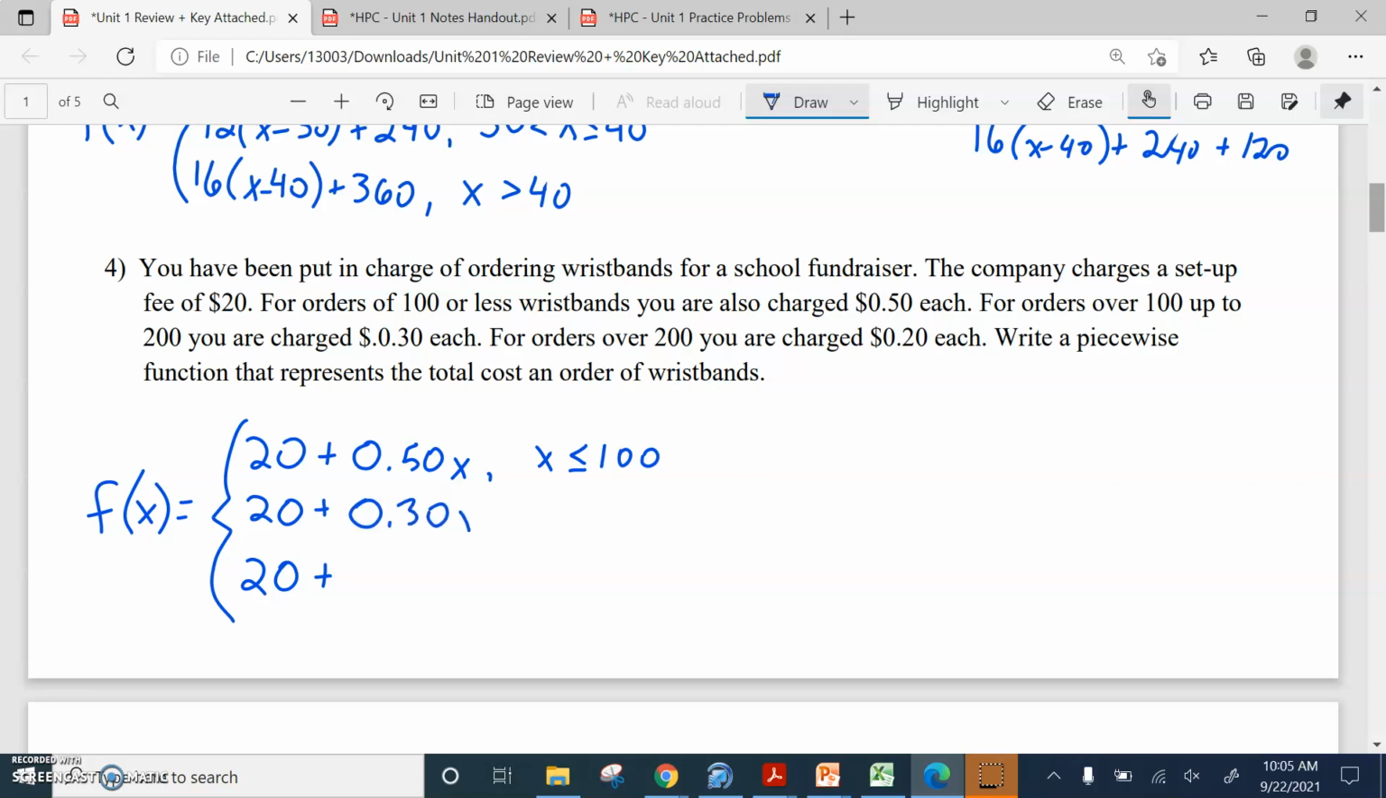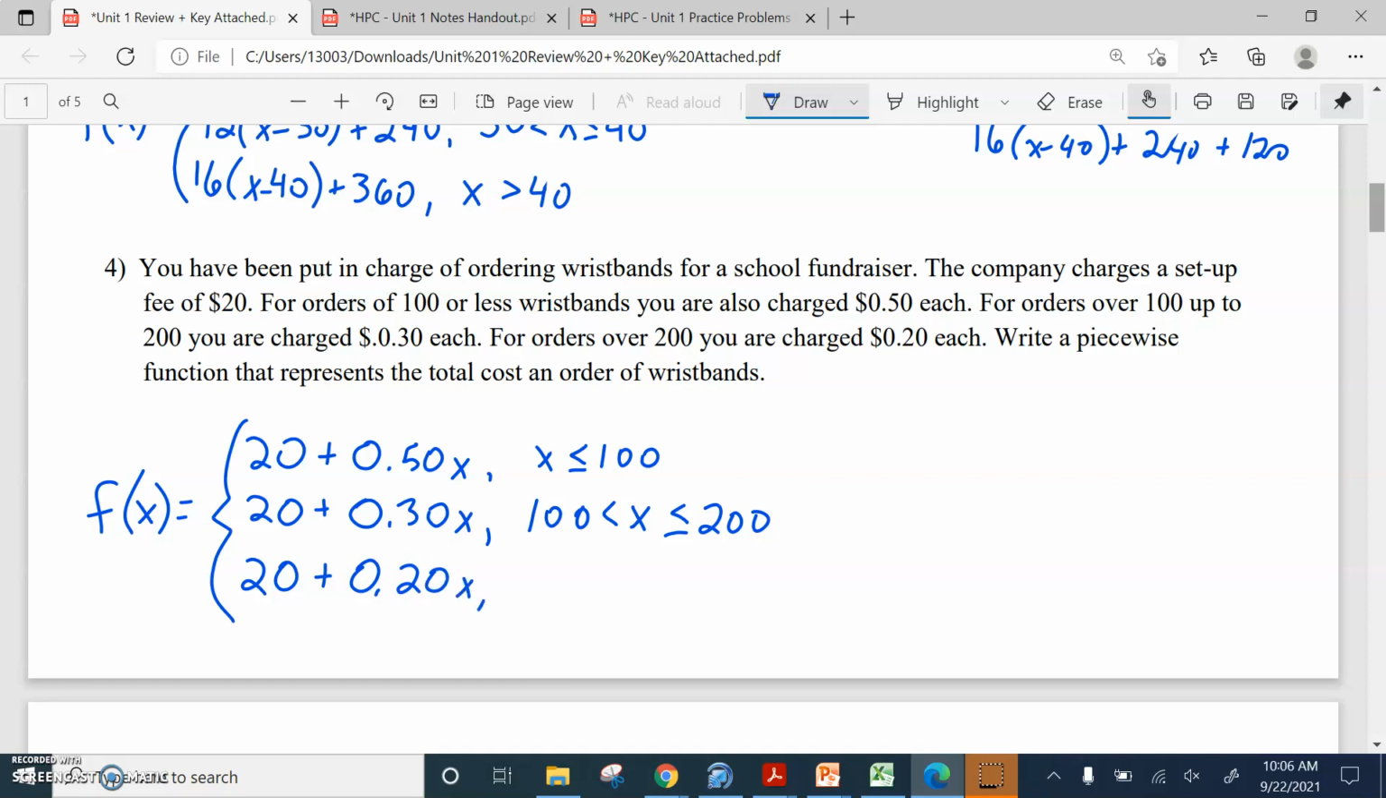plus 0.30x, because every single one of them gets to be at that price. This is good from 100, not including 100, because then you're paying 50 cents, but it does go up to and include 200. And then the last one, it says anything over 200, you are charged 20 cents each. Again, if you order 201 or more, then every single one of them gets the discounted price. So again, that's just 0.20x.